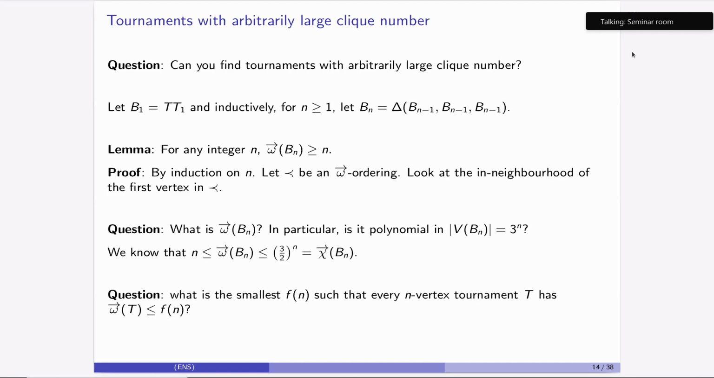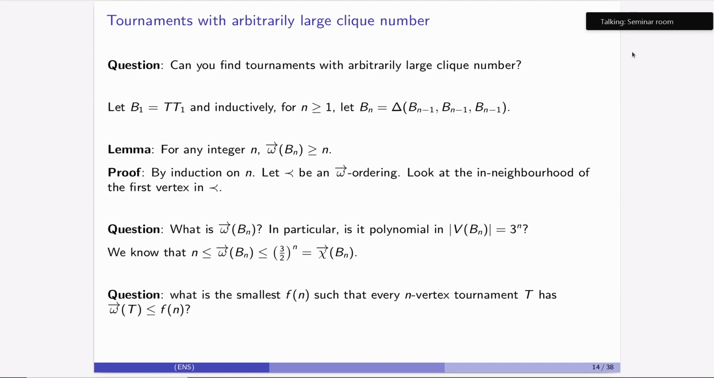And this is in relation with a natural question: what is the smallest f of n such that every n-vertex tournament T has omega at most f of n? So I give you an n-vertex tournament, what is the maximum clique number it can have? It cannot be n, because if it is then it should be a transitive tournament, which has clique number 1. So I don't know what it is.